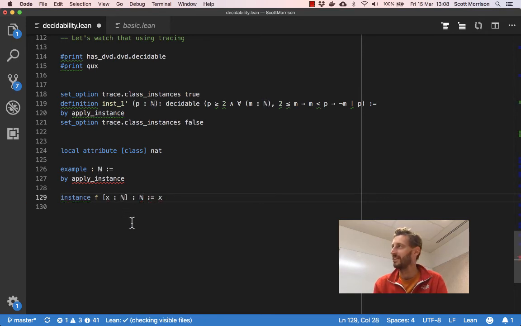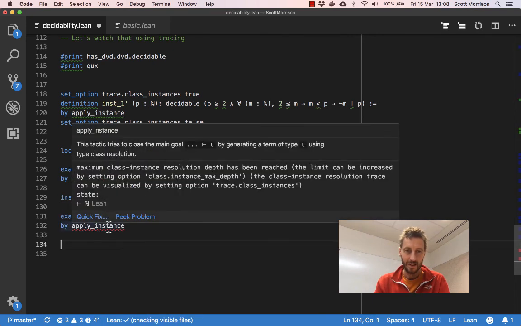Okay, this is a really dumb example of a loop. It tries to produce a natural number. This is an instance that provides a natural number, but demands that you give it a natural number to start with. And hopefully now we'll see this spiral off to infinity. And indeed, it gives us a different error message. Maximum class instance resolution depth has been reached. The limit can be increased by setting an option. And sometimes that's a valid thing to do, but usually it's a sign that your type class inference is poorly designed. Someone's given you crappy instances that cause loops.